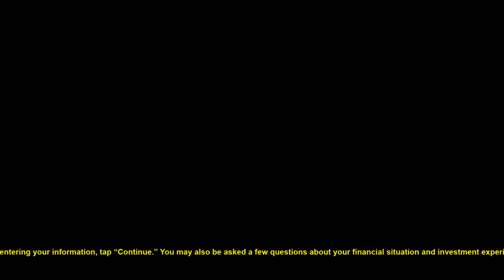You will then need to provide some personal information. This includes your full name, date of birth, and address. Make sure the information matches what's on your identification documents. Next, Robinhood will ask for your social security number for verification. Fill in this information accurately to avoid issues later on. After entering your information, tap Continue.